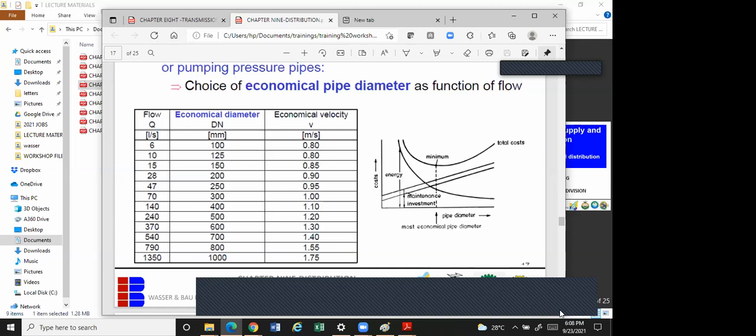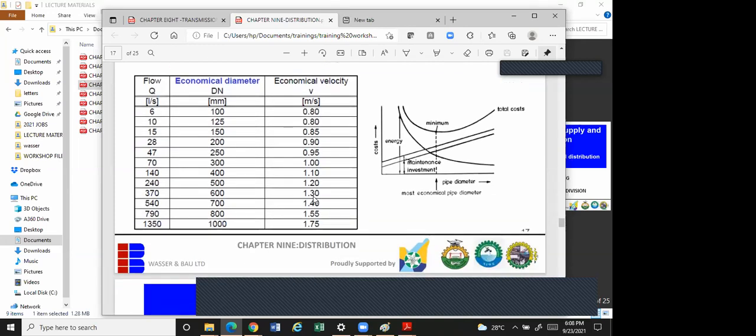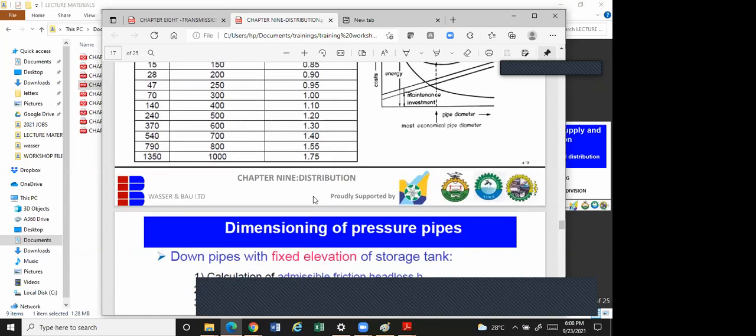So if you don't want to bother yourself with my charts, my table and everything, my graph, you can just come here and say, if my flow is 70 liters per second, I'll use a 300 mm pipe. And the velocity at that point will be 1 meter per second. Tomorrow you get to see how all these things are gotten. But these are economic diameter. These are just things that will give you a quick design without passing through the rigor of doing your design.